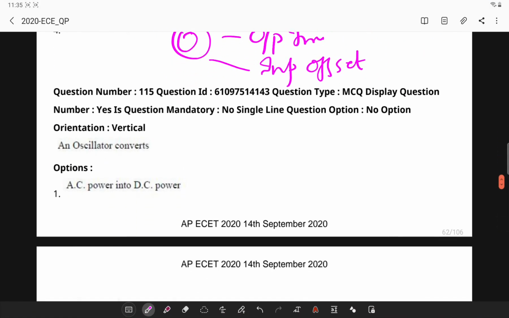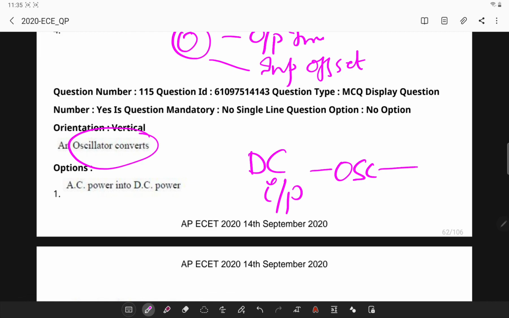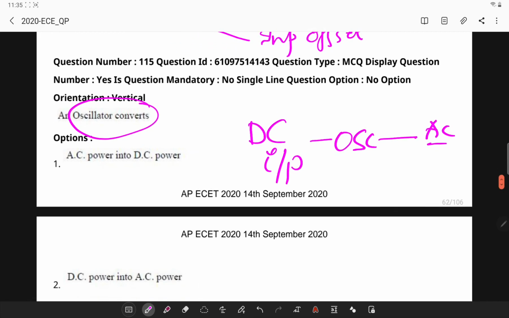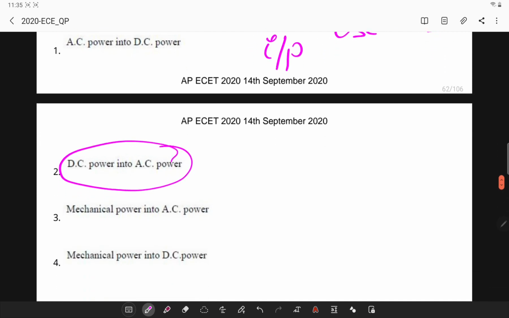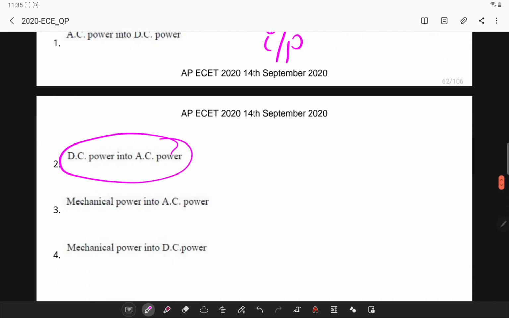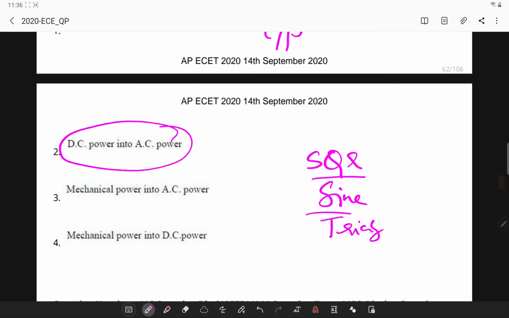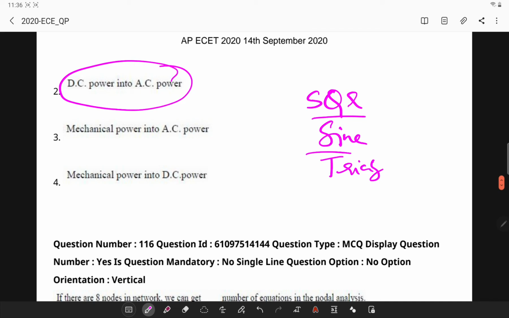Next, what exactly is an oscillator? An oscillator converts a DC input to an AC output. So here it converts DC power into AC power. Remember what the AC signals are? The AC signals include square wave, sine wave, and triangular wave. So with this we complete the questions related to EDC in the 2020 paper.